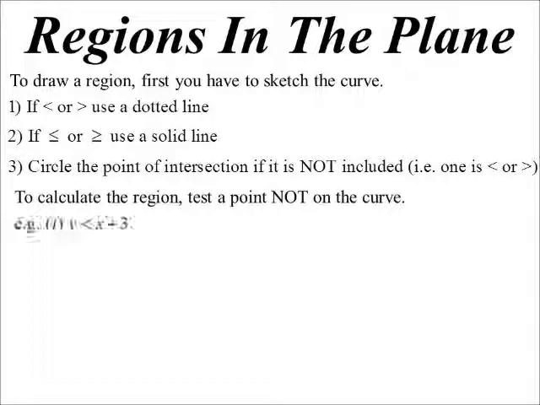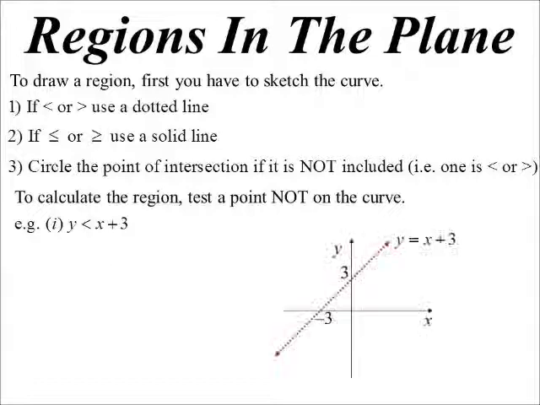So these are very simple ones, just involves a straight line. y is less than x plus 3. So it's going to be a dotted line, and we draw in the line y is x plus 3. When we mark in the boundary, we still label it as equal to. We don't write less than, because what we're doing is labeling the boundary. The boundary is the line y equals x plus 3.